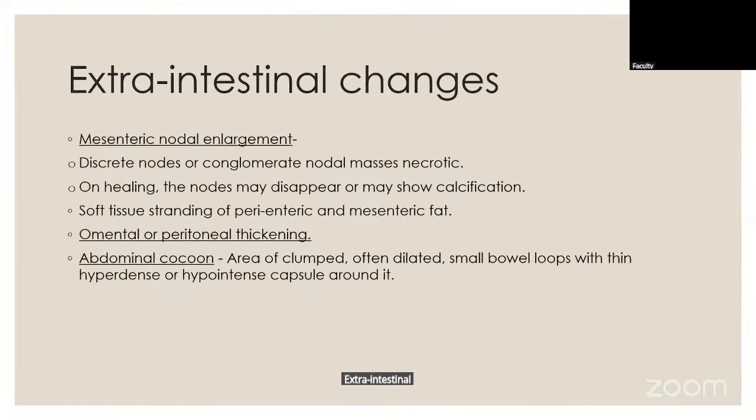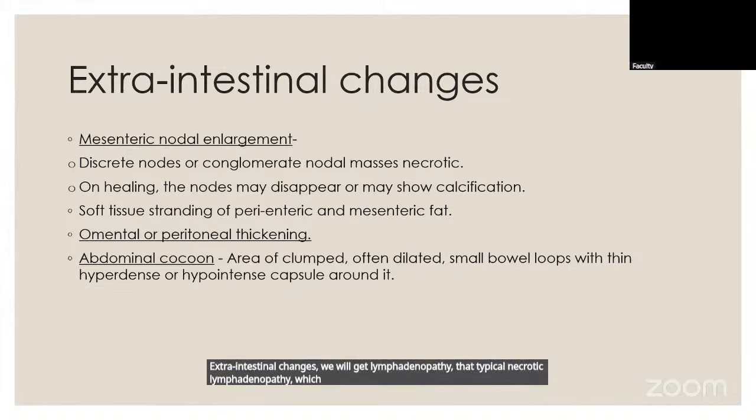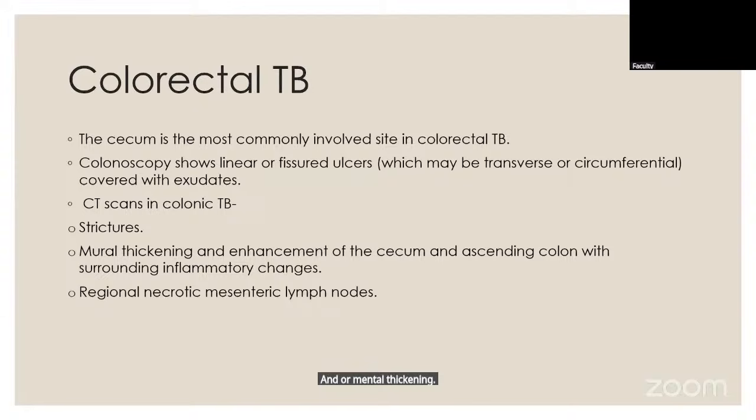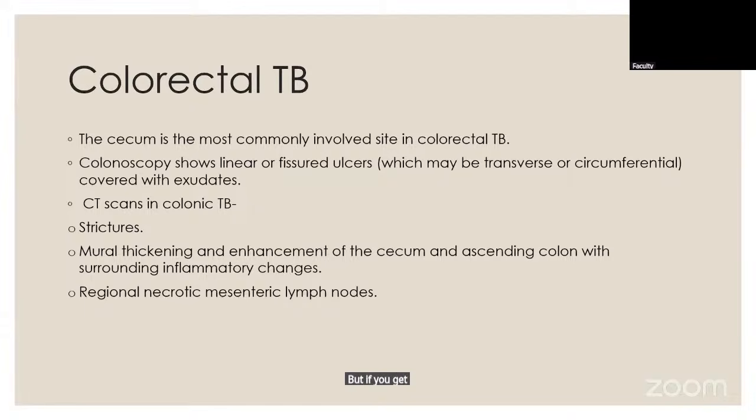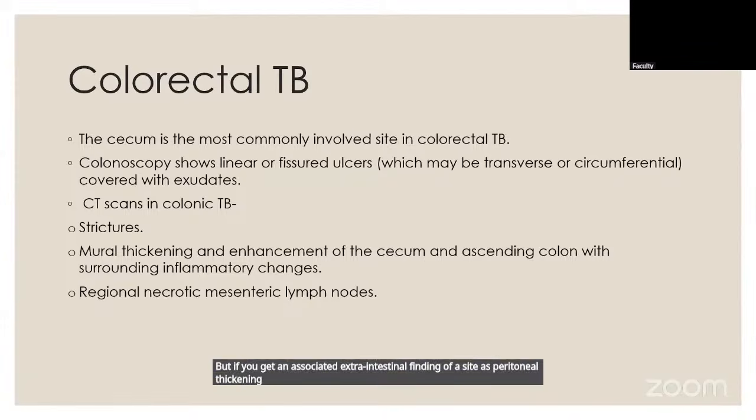Extraintestinal changes: we will get lymphadenopathy, the typical necrotic lymphadenopathy, which might be conglomerate and matted in appearance. Abdominal cocoon formation, we will see how it looks, and omental thickening. Colonic TB is a differential diagnosis for most colonic and cecal lesions. But if you get associated extraintestinal findings of ascites, peritoneal thickening, and typically necrotic lymphadenopathy, we can confidently give colorectal TB as a diagnosis on imaging also.